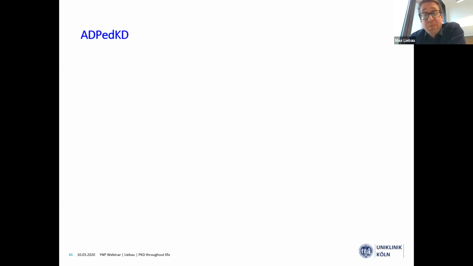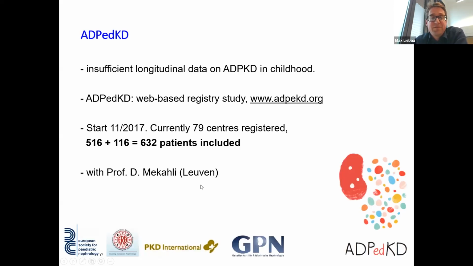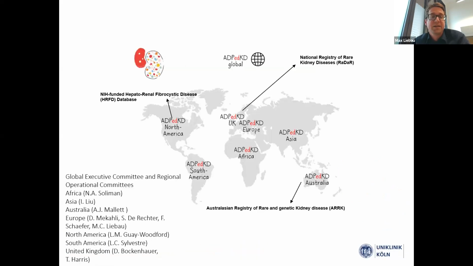We also feel that, again, we would need much more data. Therefore, on the basis of the ARPKD registry, we've set up another registry study, ADPKD. This was in very, very close collaboration with Djalila Mekahli, who's a driving force for this project. Again, we feel we need more longitudinal data on ADPKD in childhood. Currently, we have more than 600 patients included with 79 centers that registered. And this is now part of a global initiative where we have the same questionnaire that was started in Europe, but now fully harmonized with initiatives in the US, in all the different continents, to have a global network for pediatric ADPKD research.